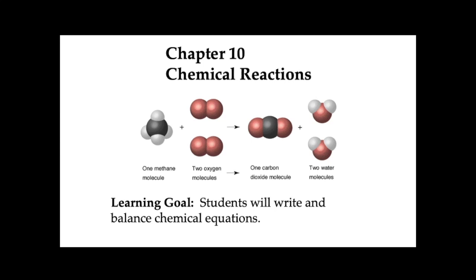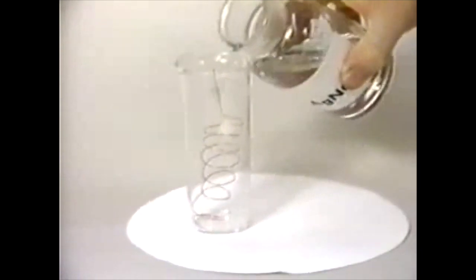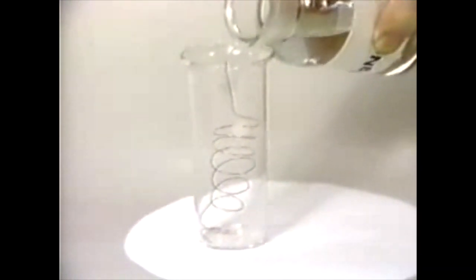Today I want to talk to you about chemical reactions. Now to start this off, I want to show you a chemical reaction. So here's a video. In this next displacement, we are pouring colorless silver nitrate solution into a beaker containing a copper coil.